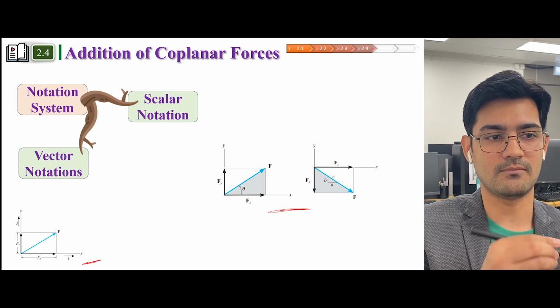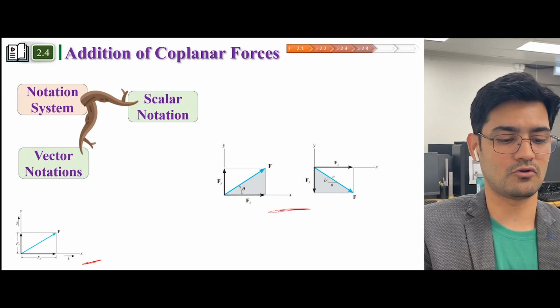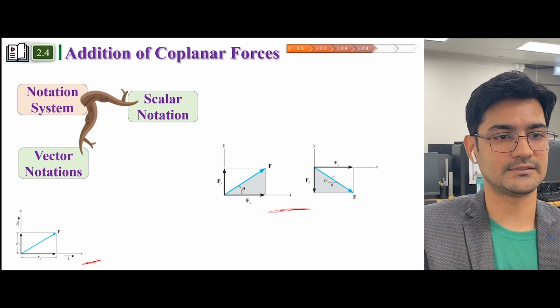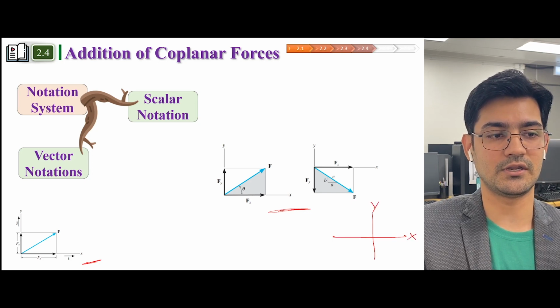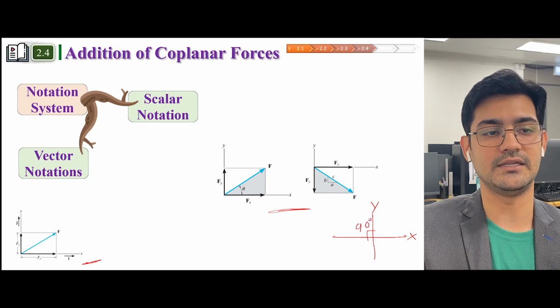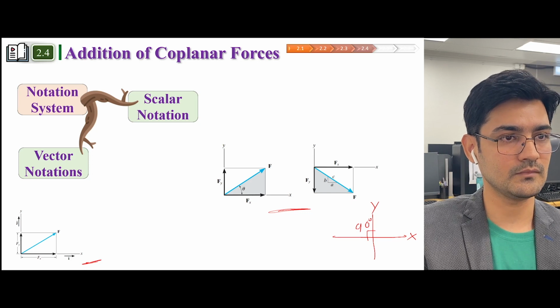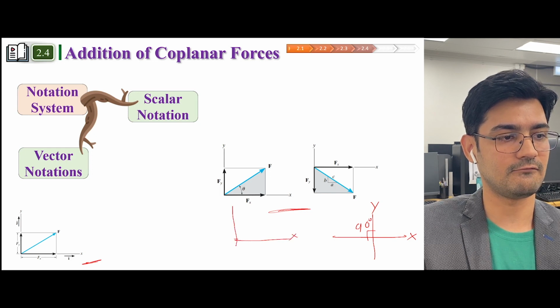Now remember, from now on, we will resolve the force vectors into rectangular components. So for example, first let's just draw an axis. Let's just say this is a rectangular component system because one axis is horizontal, another is vertical, and the angle between them is 90 degrees. So this is a rectangular component system. Okay, so once we have this system, this is the x-axis, this is the y-axis.